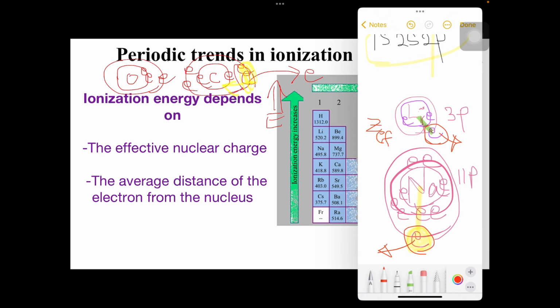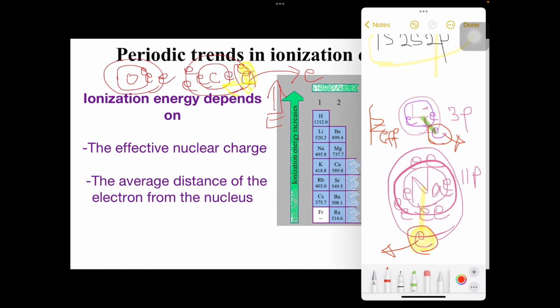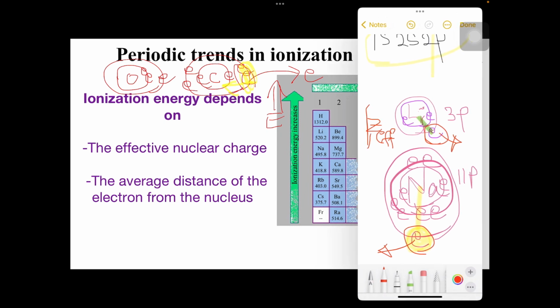So because of the effective nuclear charge, Z effective actually decreases down the group. So there is less attraction felt by these valence electrons, and also there is a greater distance for the valence electrons. Therefore it's easy to ionize down the group. Towards the top, ionization energy increases.